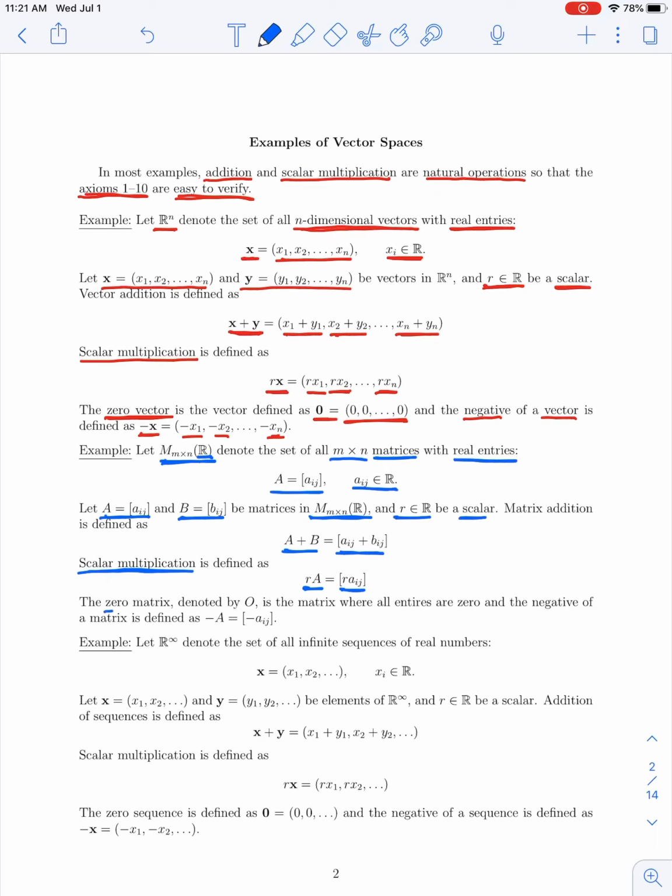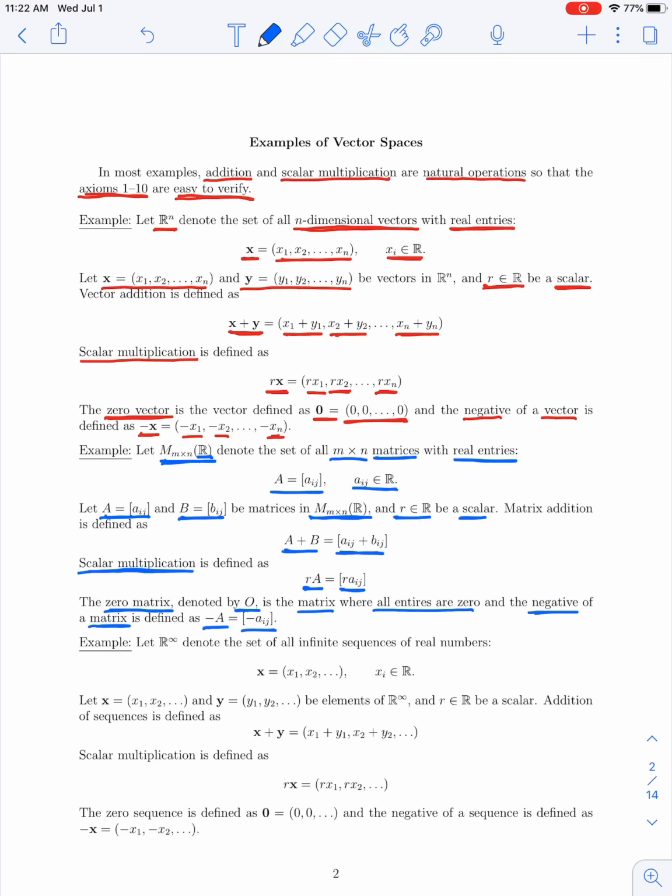Now for this vector space, the zero matrix is denoted by capital O, and it would be the matrix where all entries are 0. That would be the zero vector, or the zero matrix, for this vector space. And the negative of any matrix is denoted as negative A, and it would be the matrix whose ijth entry is the negative of the ijth entry of A. So this would be another example of a vector space. It's easy to verify axioms 1 through 10 hold for the space defined in this way.